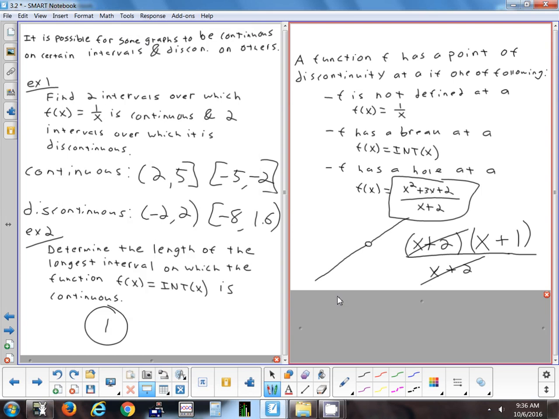Okay, so those are the 3 ways that you can get discontinuities. The first 2, very easy to spot graphing it on the screen. The last one, it's impossible to spot on the screen. You have to know the algebra.